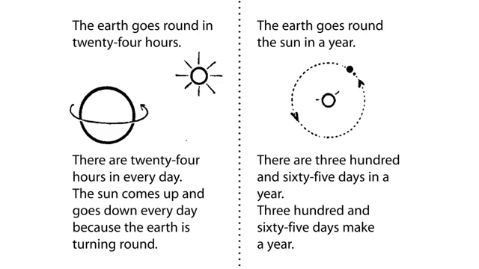The earth goes round in 24 hours. There are 24 hours in every day. The sun comes up and goes down every day because the earth is turning round. The earth goes round the sun in a year. There are 365 days in a year. 365 days make a year.